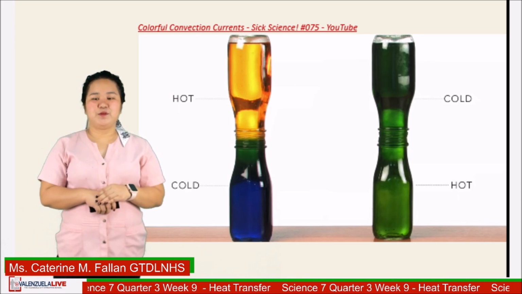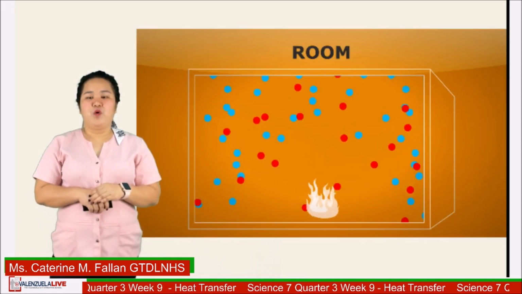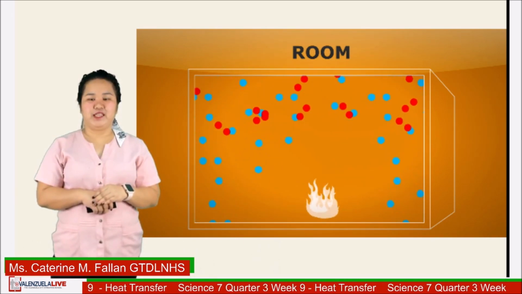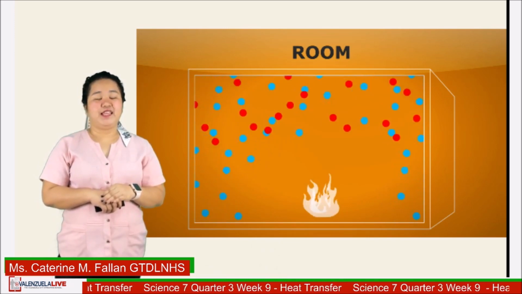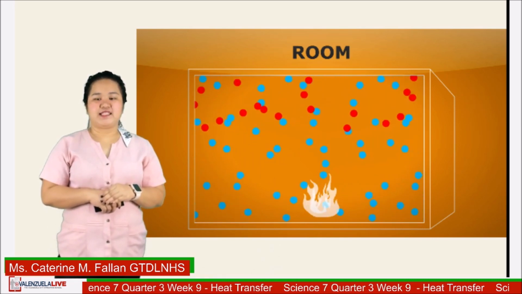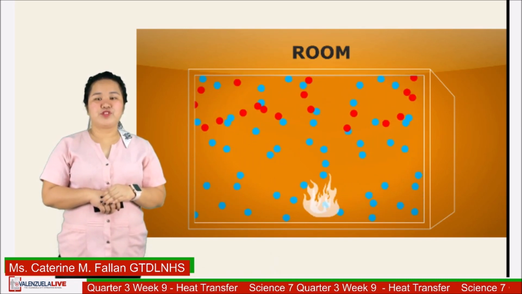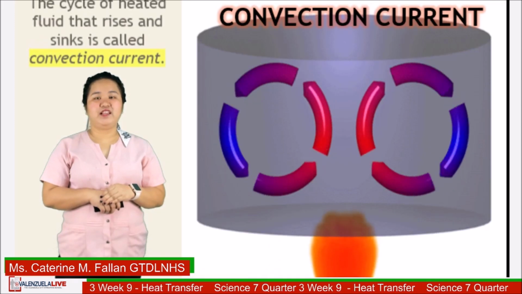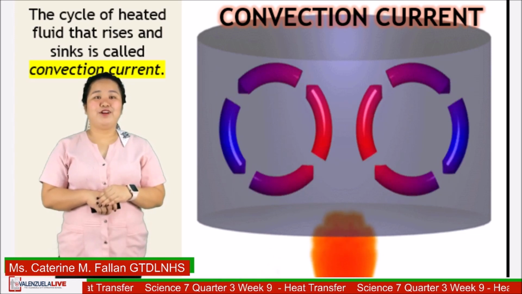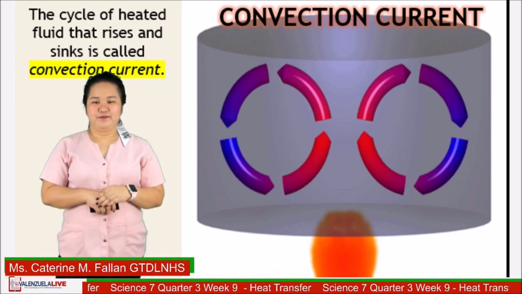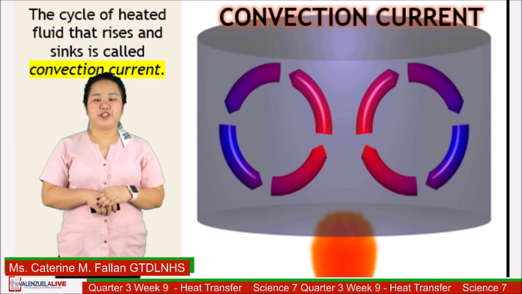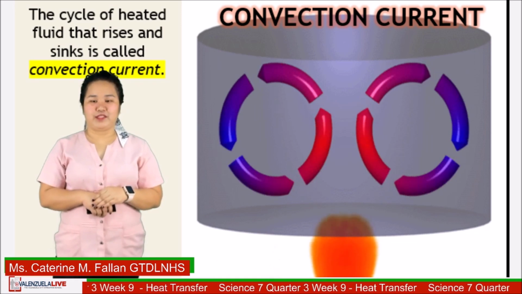Since liquid and gas molecules are free to move, whenever they acquire heat, they move so rapidly and become lighter. That is why hot air and hot liquid rise. As they rise, they tend to lose energy. The cycle of heated fluid that rises and sinks is called convection current. That is why, in the experiment, the warm water moves up and the cold water moves down.